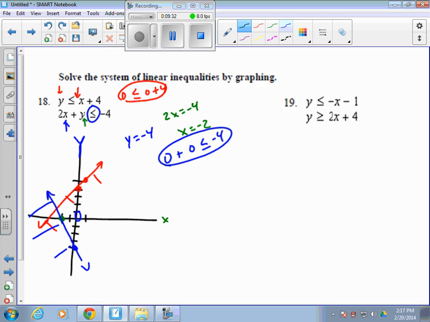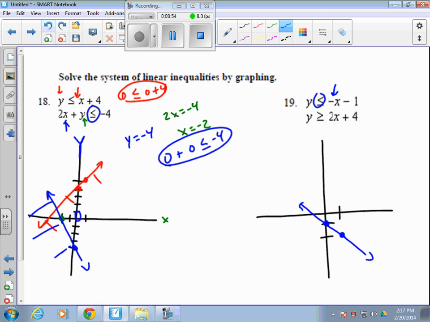Do the same thing for number 19. Your b value for 19 is negative 1. So start right there, begin there. Your slope is negative 1. That means go down 1 and go to the right 1. So you have 2 points now. It says less than or equal to, solid line through those two. A little bit better through those points.